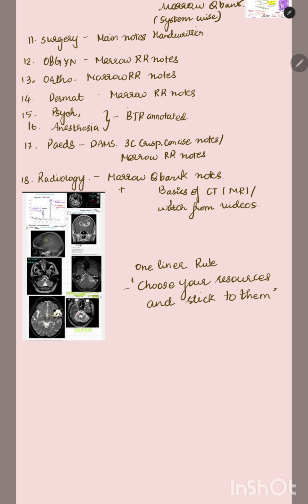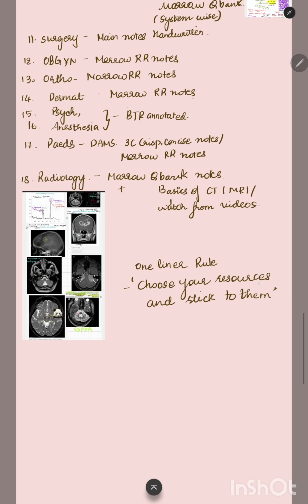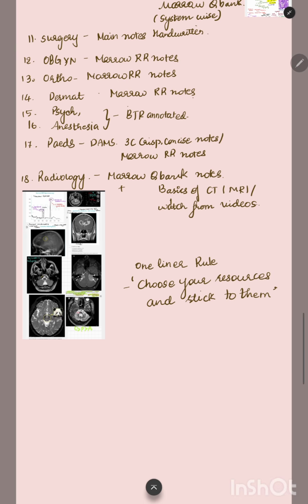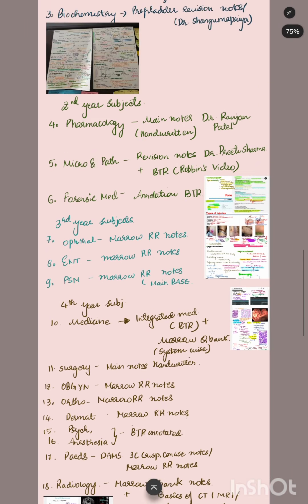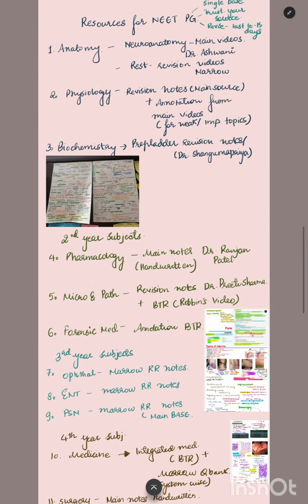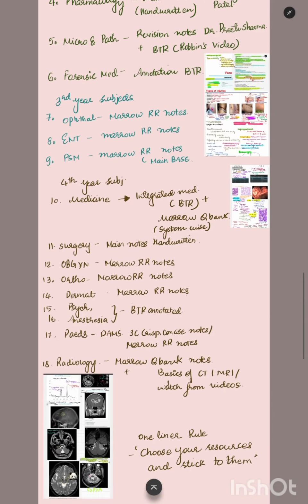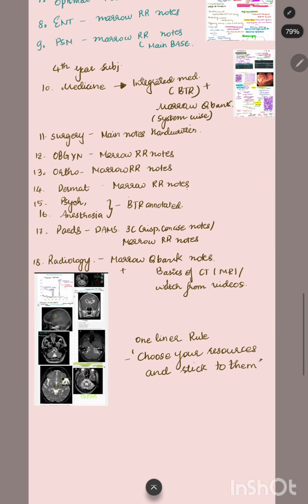In the last, I would like to say one thing, that the one-liner rule for NEET PG is choose your resources and stick to them. This was my subjective opinion; you can always choose whatever you're comfortable with. In the end, I always went through these notes only, and that helped me avoid the confusion of juggling between resources.